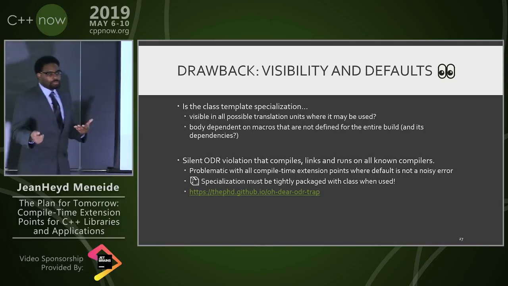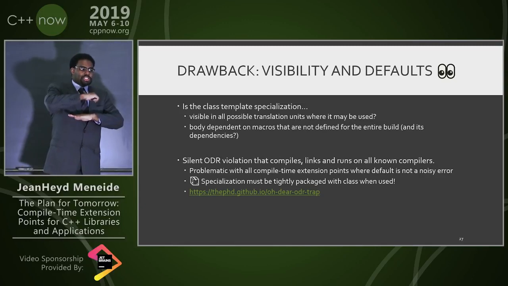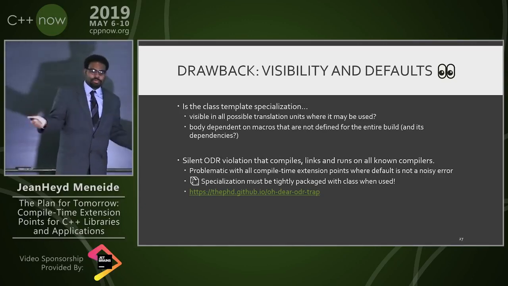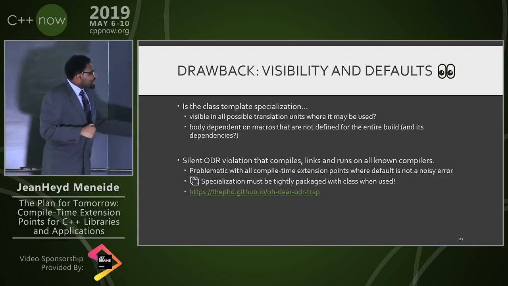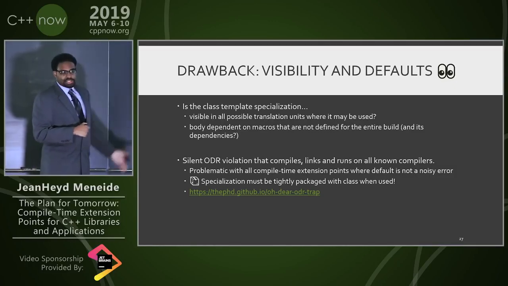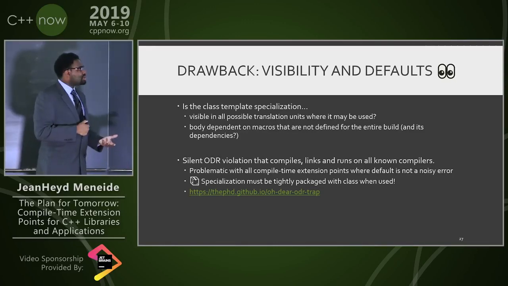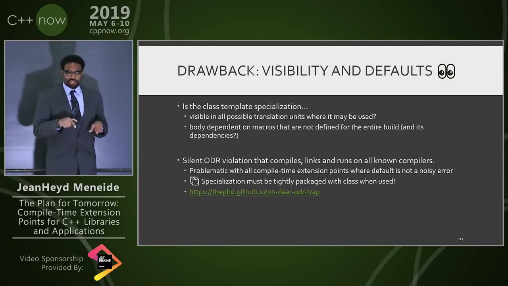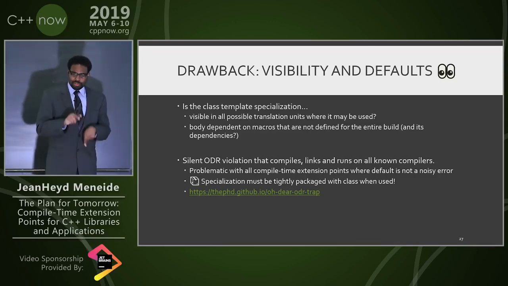There are multiple ways this problem shows up. The first is the visibility problem, where you have to make sure it's always visible, which means that you've tightly coupled your extension point and your class, if you don't want to have problems later down the line. It's also problematic if you have, say, macros in these templates, or you're using if constexpr to do some compile-time switching. If you're not careful, you can compile two versions of the same function that do different things, and as of right now, there's no compiler that will stop you from doing that.